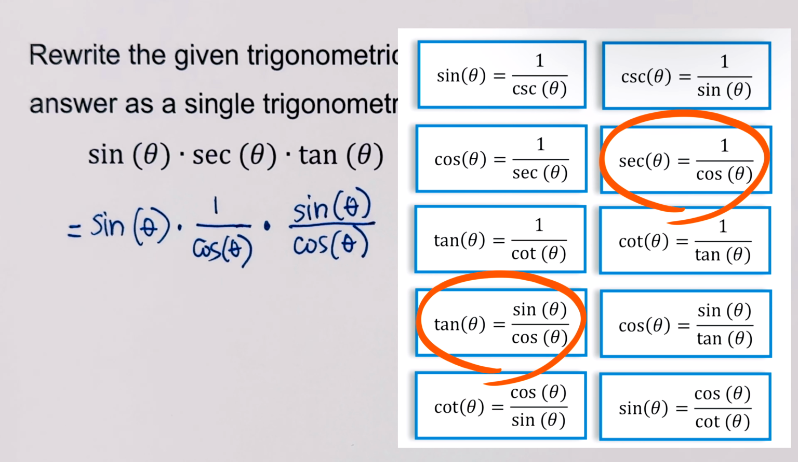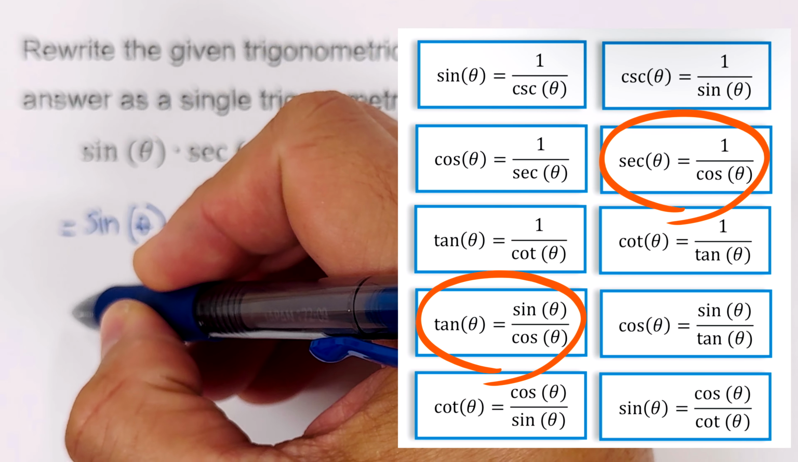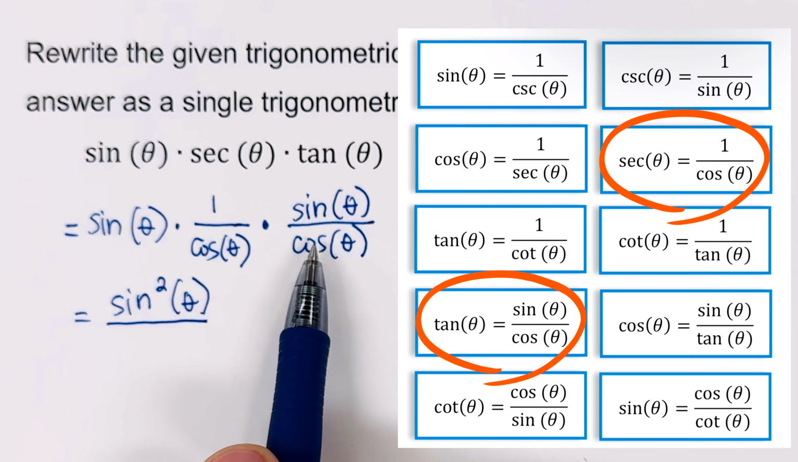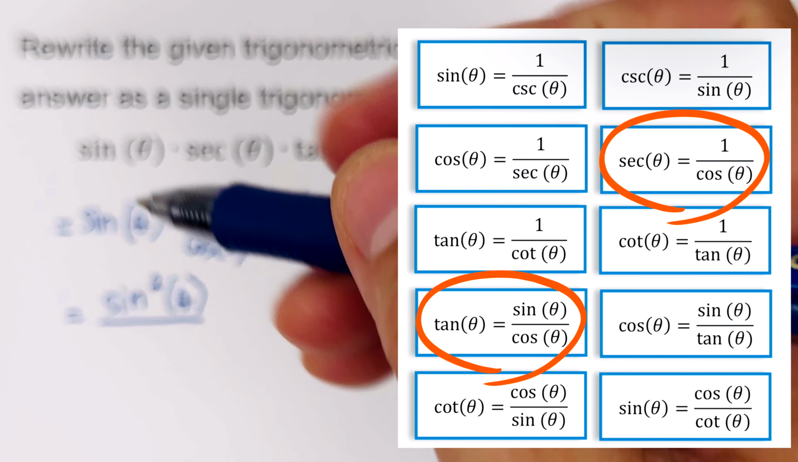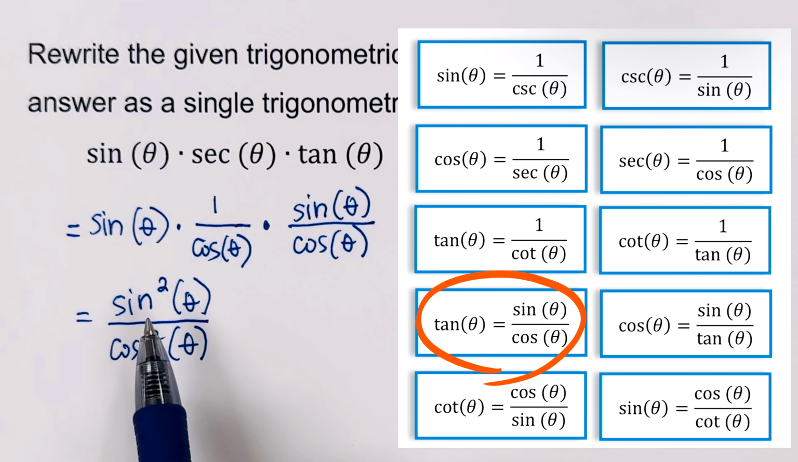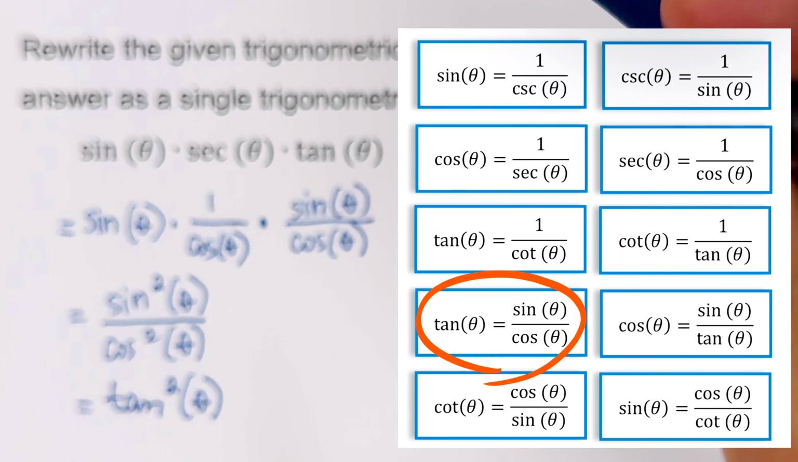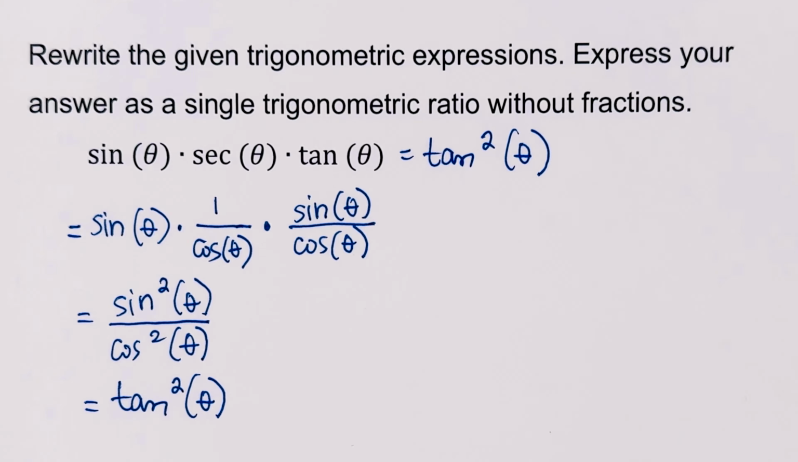From here, we're going to multiply everything. Sine of theta times 1 times sine of theta is sine squared of theta. Cosine of theta times cosine of theta is cosine squared of theta. Looking at the table of values on the side, we see that sine theta over cosine theta is tangent theta. Since we have a squared here, this tells us that this whole thing is equal to tangent squared of theta. So that is how we rewrite the given trigonometric expression into a single trig ratio without a fraction.